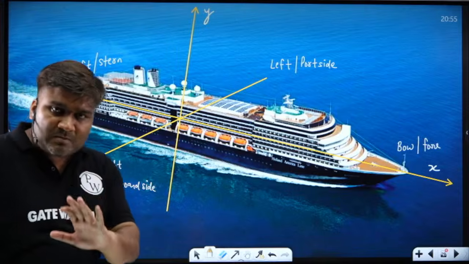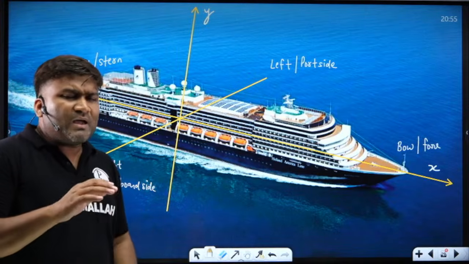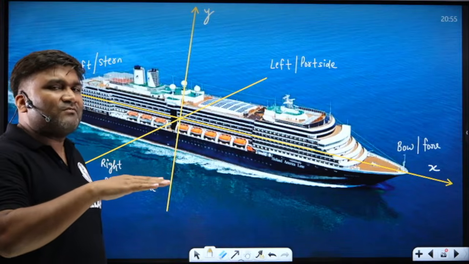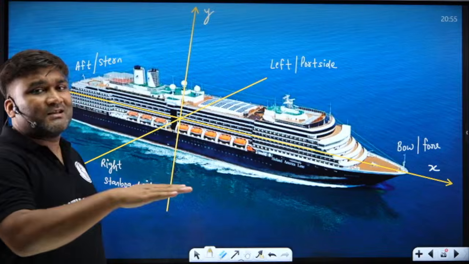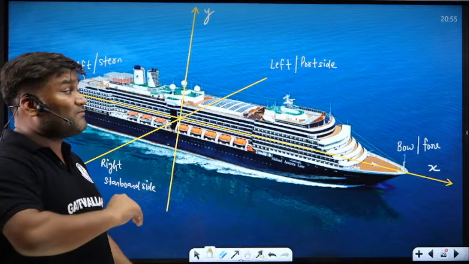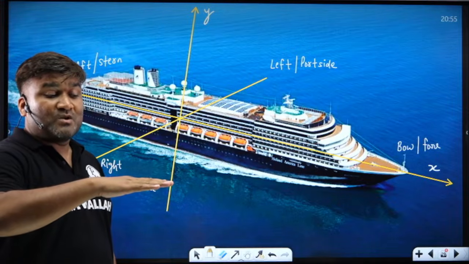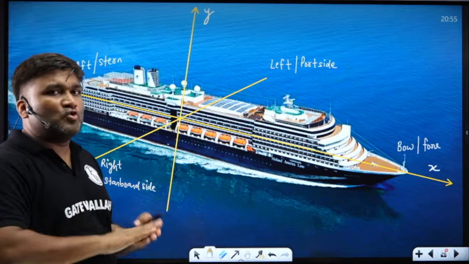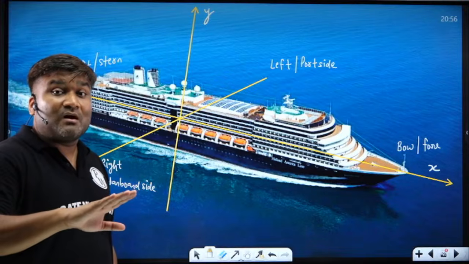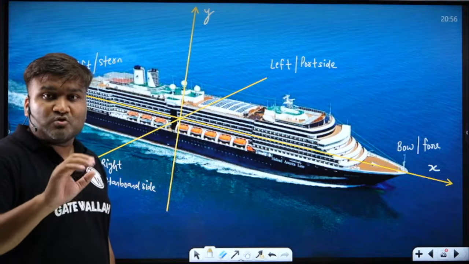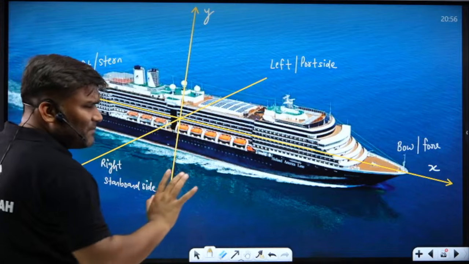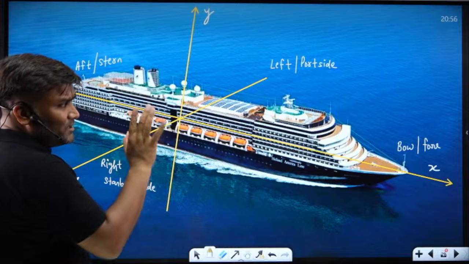So these terms everybody must be comfortable with. Why am I saying this? Because sir, in a plane I know every concept, and once they have said the plane is taking a left turn or right turn, I can find out the sense of omega p. But if the examiner says my ship is taking a turn towards the port, I don't know what the port side is, or towards the starboard side, I am not aware what the starboard side is, so you will not be able to solve this question. So you must know these terms.